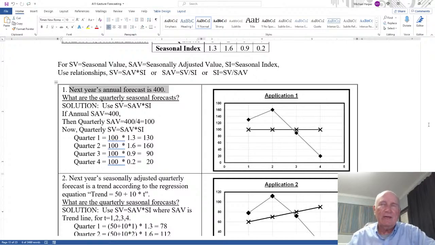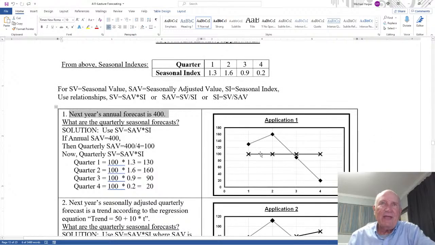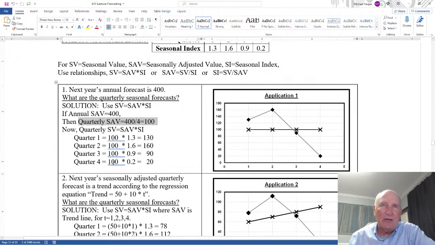Okay, I know how to do that because I know what my indexes are. Well, if the annual is 400, and it's stationary, then what's going to be my seasonally adjusted forecast for every quarter? We divide by 4. So it's 100 right here in the graph, 100, 100, 100, 100. So if that's my seasonally adjusted value every quarter, what's my seasonal value? Well, I multiply by the index to put seasonality in. So next year it's 130, 160, 90, and 20.